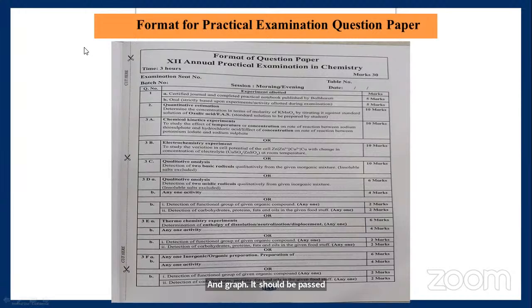Physical long experiment is only one: effect of temperature on concentration. And what is the effect of concentration on rate of reaction? When the graph is over, at the end, you have to write the conclusion.